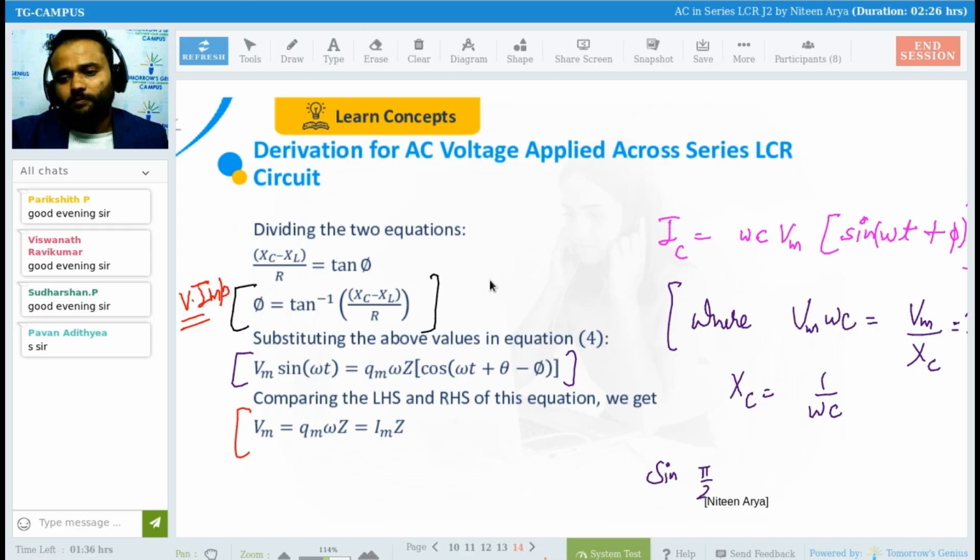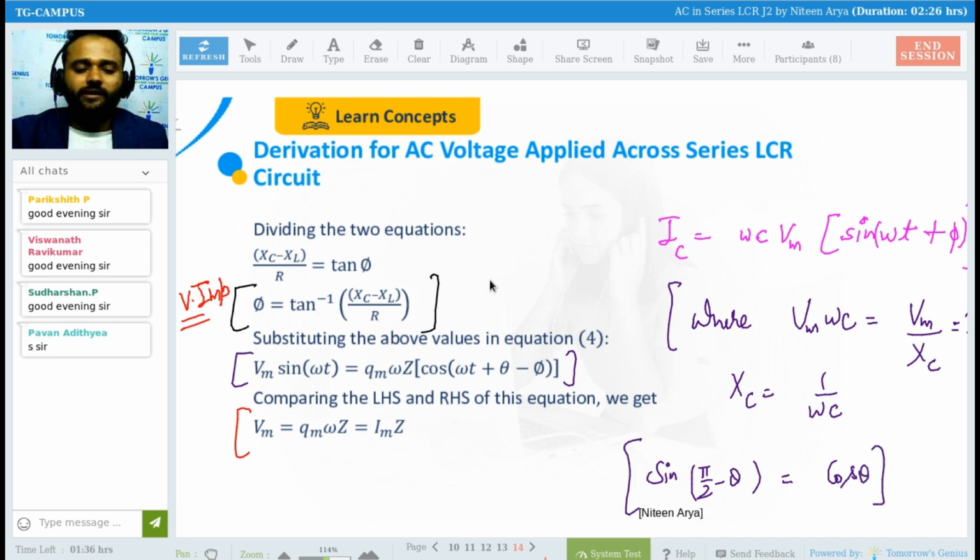Sin(π/2 − θ) equals cos θ, right? We derived this in the previous class many times, so you can watch the previous class to see how we get this. So, magnitude-wise, comparing the LHS and RHS of the above equation, Vm equals Qm ω Z, and I can write Im Z. Clear? Im, I already wrote it down.